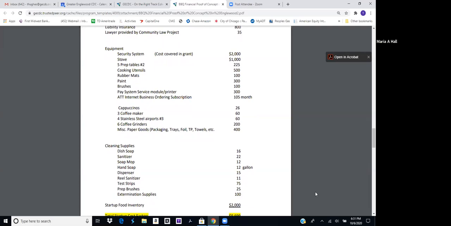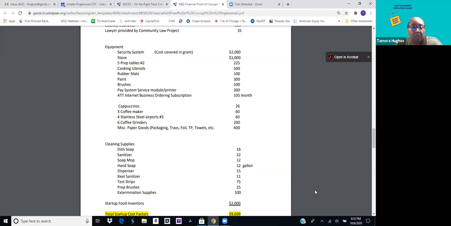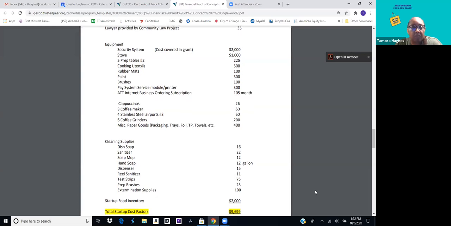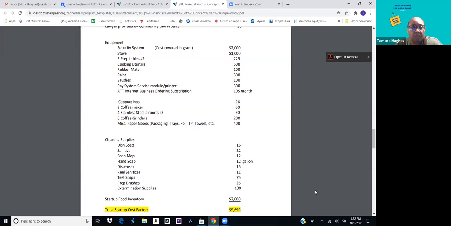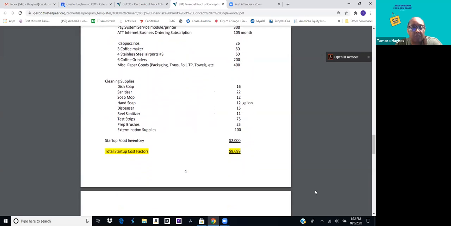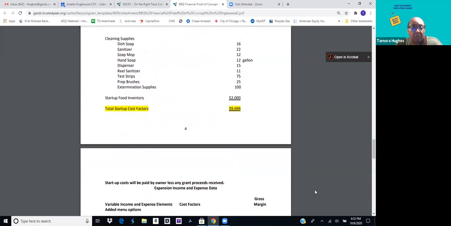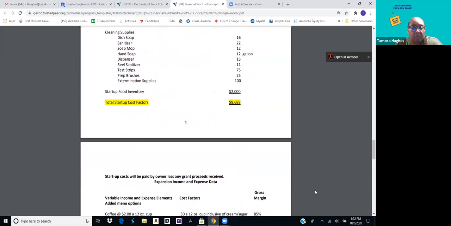So that they're ready. Okay, so you need some cooking essentials, rubber mats. She's going to paint the place. She's going to need some paint and brushes to do that. She's got family members that'll do that. She needs a pay system, and she needs an AT&T ordering subscription service. She needs some other things. They're all listed there. Cleaning supplies. And then she needs a startup food inventory. That's $2,000.